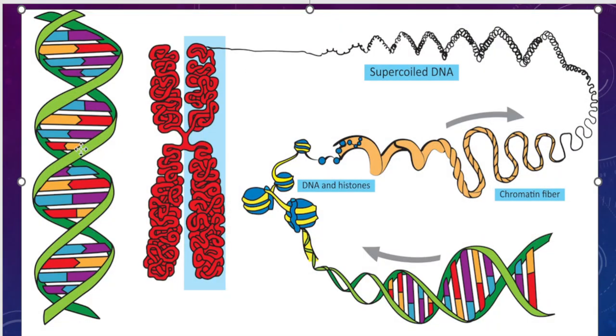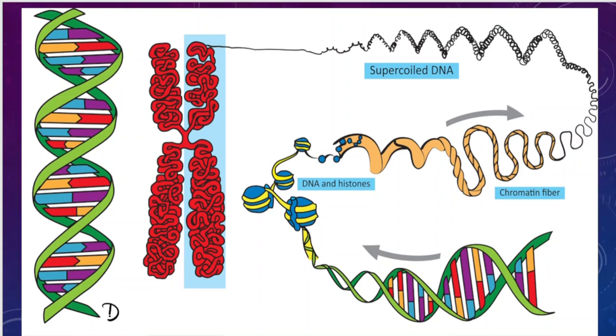If you can see here, this is a DNA. DNA is a double helix. We will study this in detail when we come towards molecular biology. If you can see here, DNA is getting supercoiled, and coiling. There's a formation of chromatin fiber. Then there are histones, which are proteins that help this DNA for packaging.